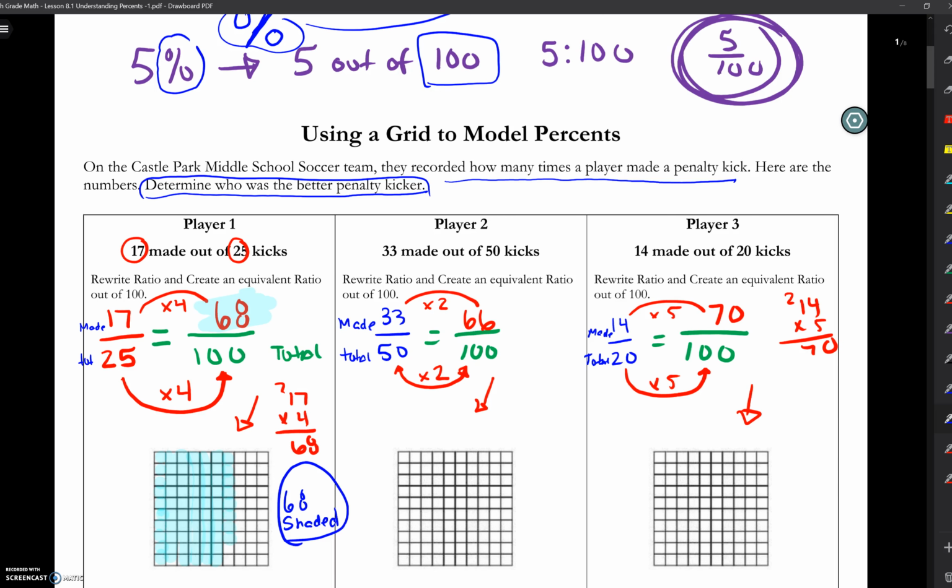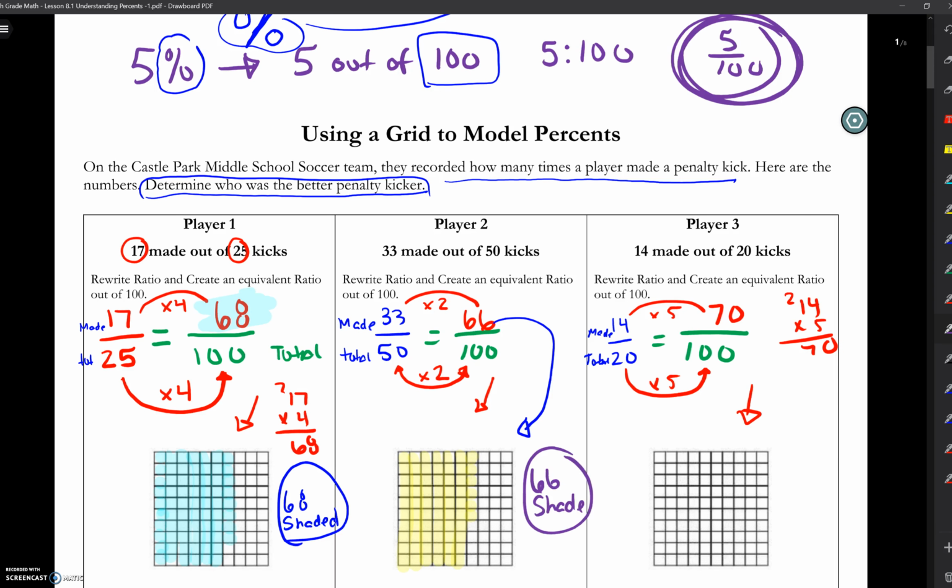Okay. On this one, how many am I going to shade? I'm going to shade 66 of them. I'm going to have 66 shaded. So I'm going to go over here and do 10, 20, 30, 40, 50, 60, 61, 62, 63, 64, 65, 66. And over here I have 66 shaded.